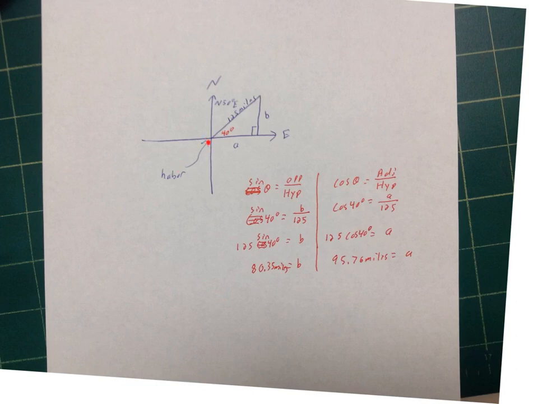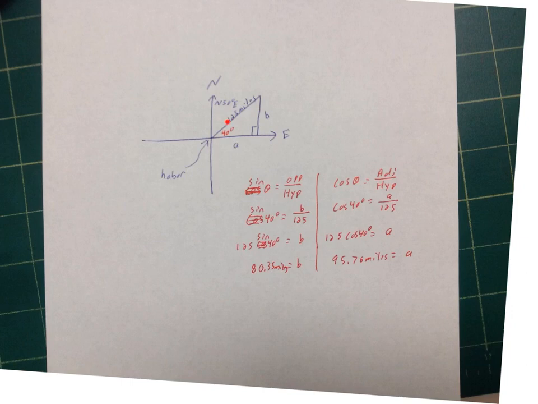Your boat leaves a harbor right here at the origin. This is east and north. It leaves at an angle of north 50 degrees east. So this angle in here would be 50 degrees. It travels 125 miles. So how far is it east and north of the harbor?